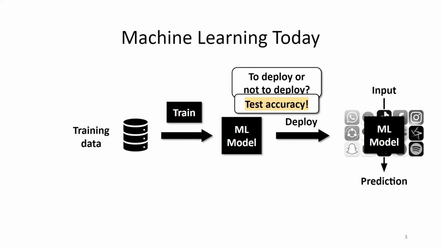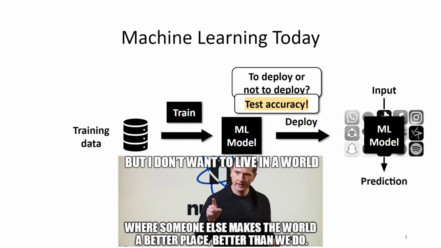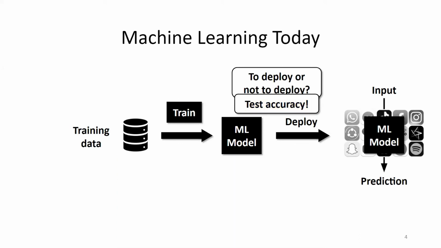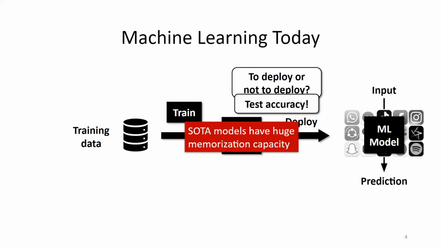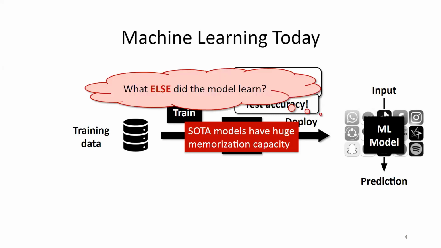Having high test accuracy is one of the motivations for many machine learning research. High test accuracy potentially means your users are more satisfied with your service, your revenue can increase, everybody's happy, you make the world a better place. However, we also know that state-of-the-art models can have huge memorization capacity, and test accuracy only measures if the model learned well on its given task. It does not measure, however, what else the model learned.